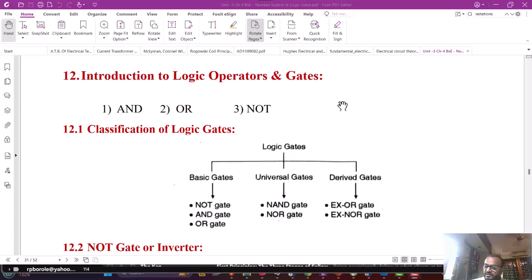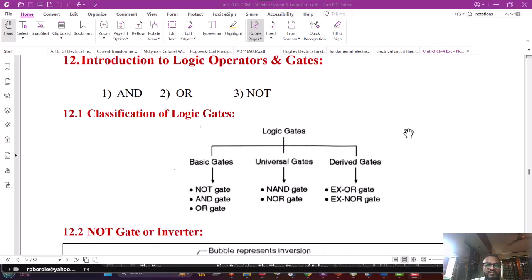The gates in the logic systems are classified as follows. The basic gates are three: NOT gate, AND gate, and OR gate. The other group is universal gates, under which NAND gate and NOR gate come, and some derived gates in which exclusive OR and exclusive NOR gates are covered. Whereas these universal gates and derived gates can be implemented using basic gates only.